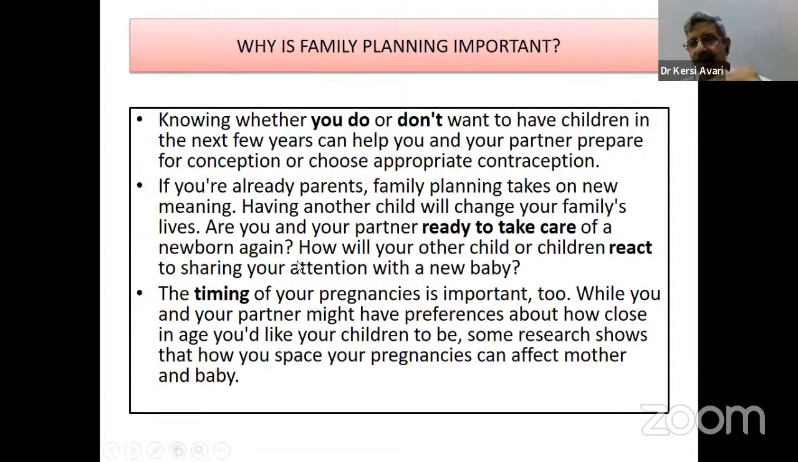You have fathered or mothered a child. Next question: how long are you going to spend taking care of your child before having another child back in the line? Or how will your other child or children react, which is called sibling jealousy? And in youngsters, the sibling jealousy is quite high. So you have to time your pregnancies. While you age, and your partner, your preferences of how to choose your age and when you want children.